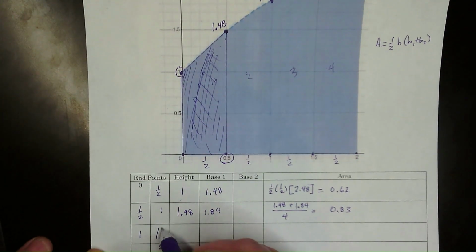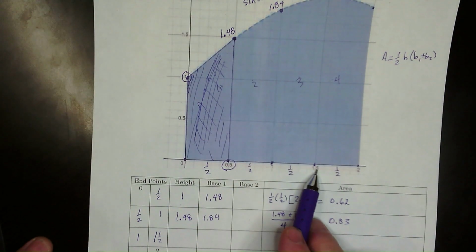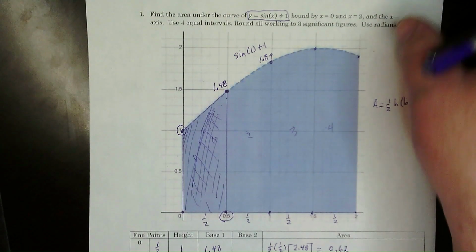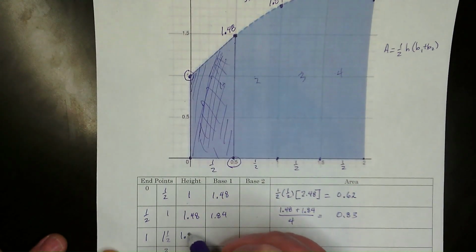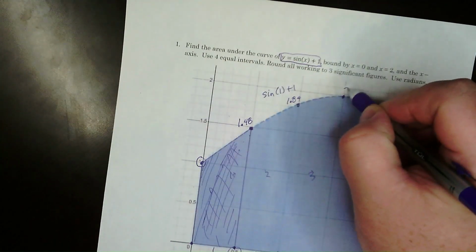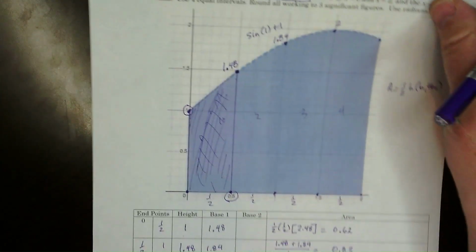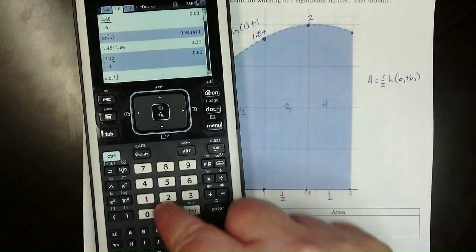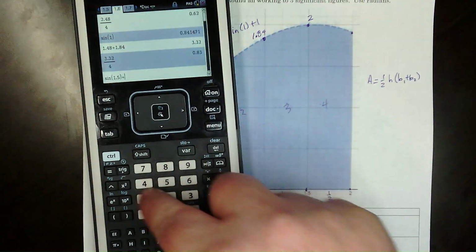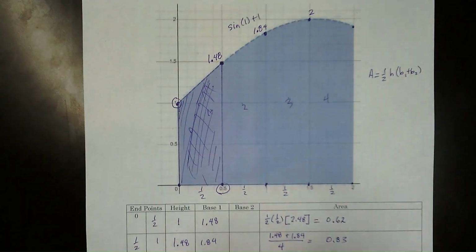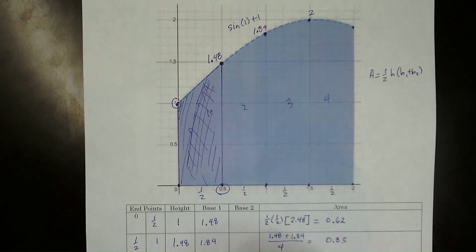This next one is 1. This is 1.5. Those are endpoints 1 and 1.5. We know that this first point right here is 1.84. So now we have to figure out what is the next one. It looks like it's 2. Turns out it is 2. We're going to plug in 1.5, right? So sine 1.5 plus 1. When you round it, it's 2.0.